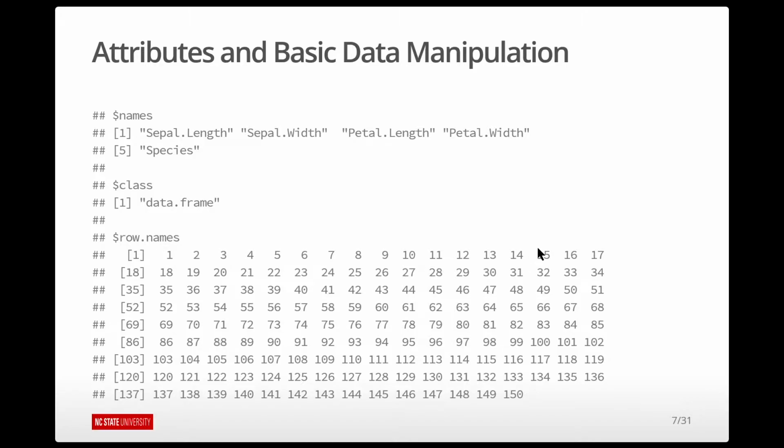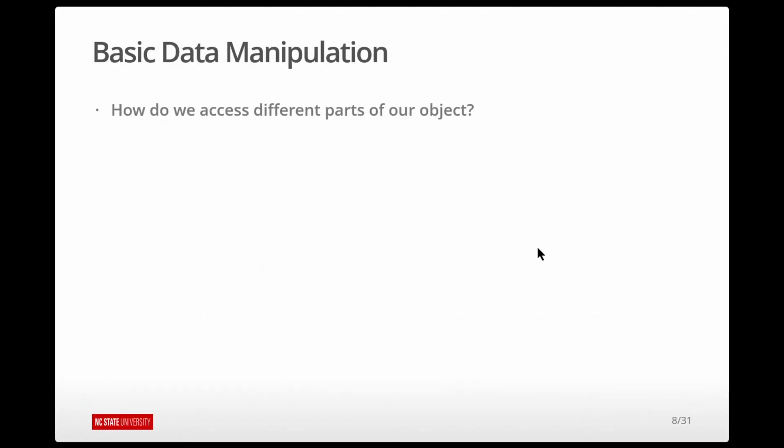So those two functions, structure and attributes, are going to tell us a lot about whatever kind of R object we're dealing with, and it will help us to sort of get at the different pieces that we want. So what things do we have to deal with? How do we get at them? So let's talk about that.